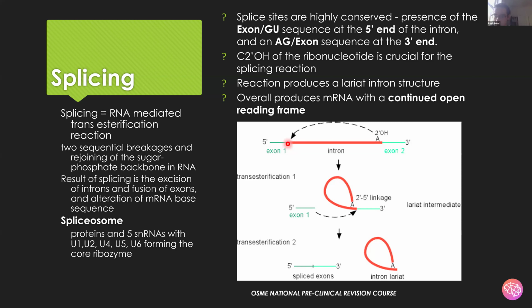So that's just a step here. You then have transesterification producing a lariat intron structure that releases the 5' exon. And then the 3' OH of the 5' exon directs a nucleophilic attack on the 3' splice site, and that results in the fusion of the 5' exon and the 3' exon by a transesterification reaction. And this also releases the lariat intron structure. And so this is how we get our continuous open reading frame.